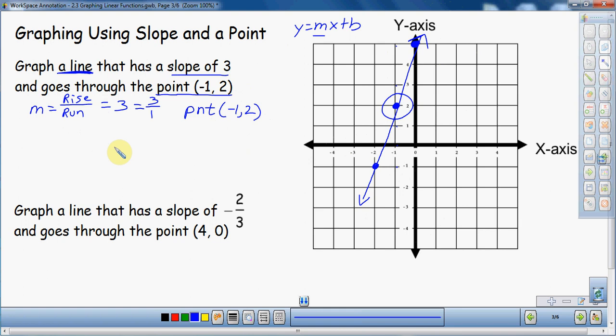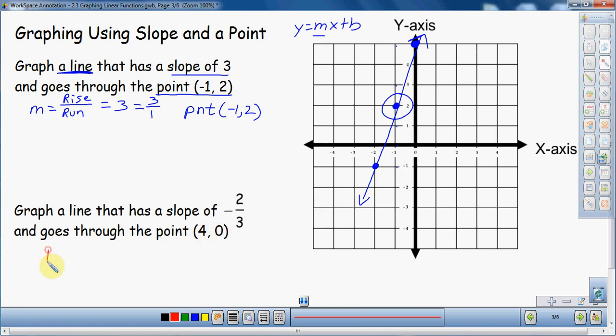This next example that I do, I'm going to go a little bit faster through since we got the basics down. Okay, so another example. I'm going to do a different color here. Another example. Graph a line that has a slope of negative 2/3 and goes through the point 4, 0.